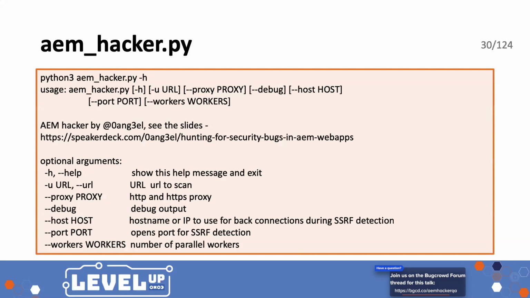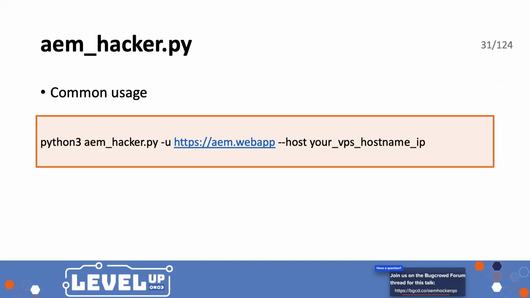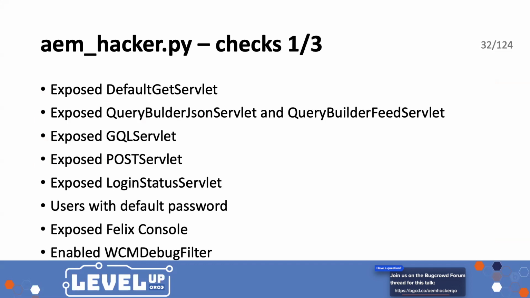The port parameter allows you to specify a port number on your VPS for back connections. The default port number is 18. A commonly used command line is presented here. Currently, AEM Hacker implements 22 unique checks. They are listed on the next 3 slides.